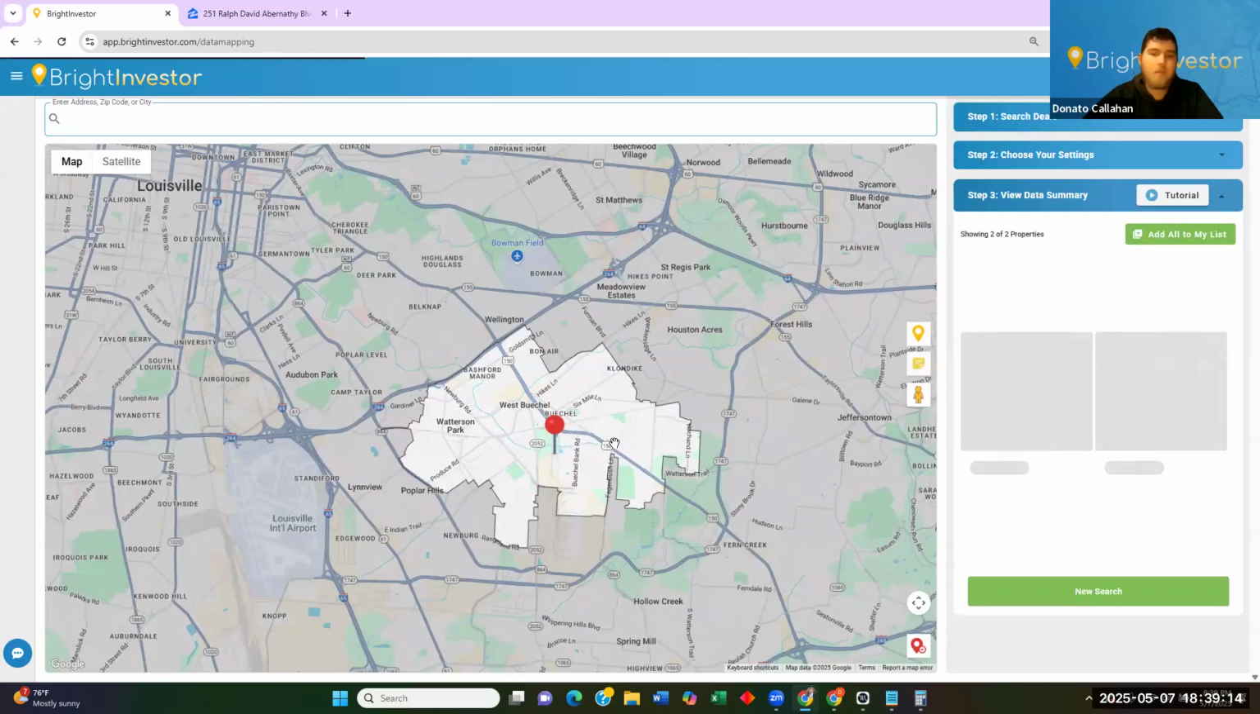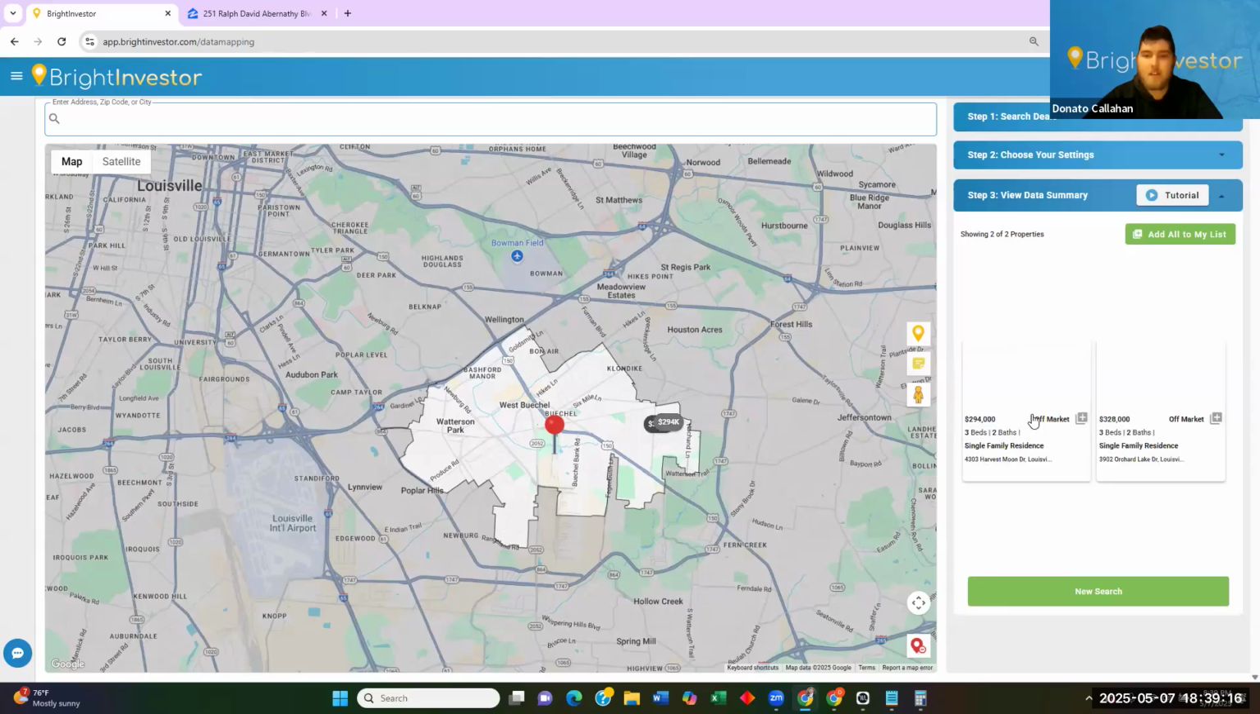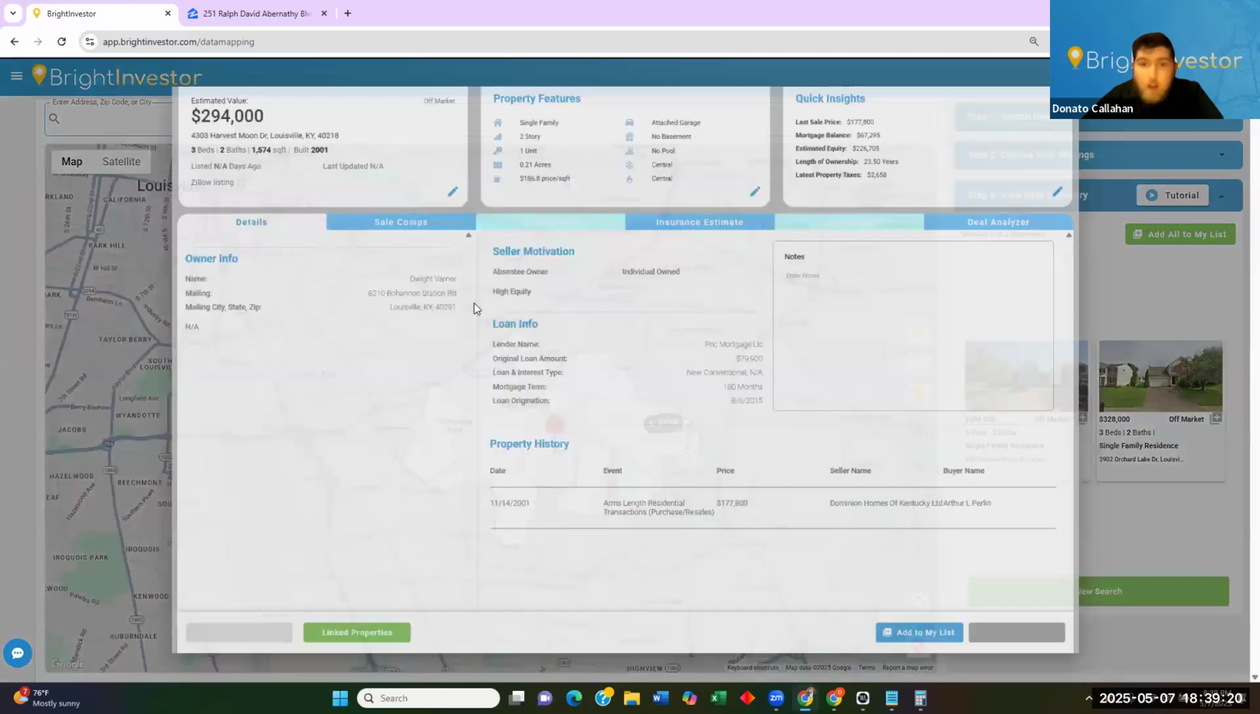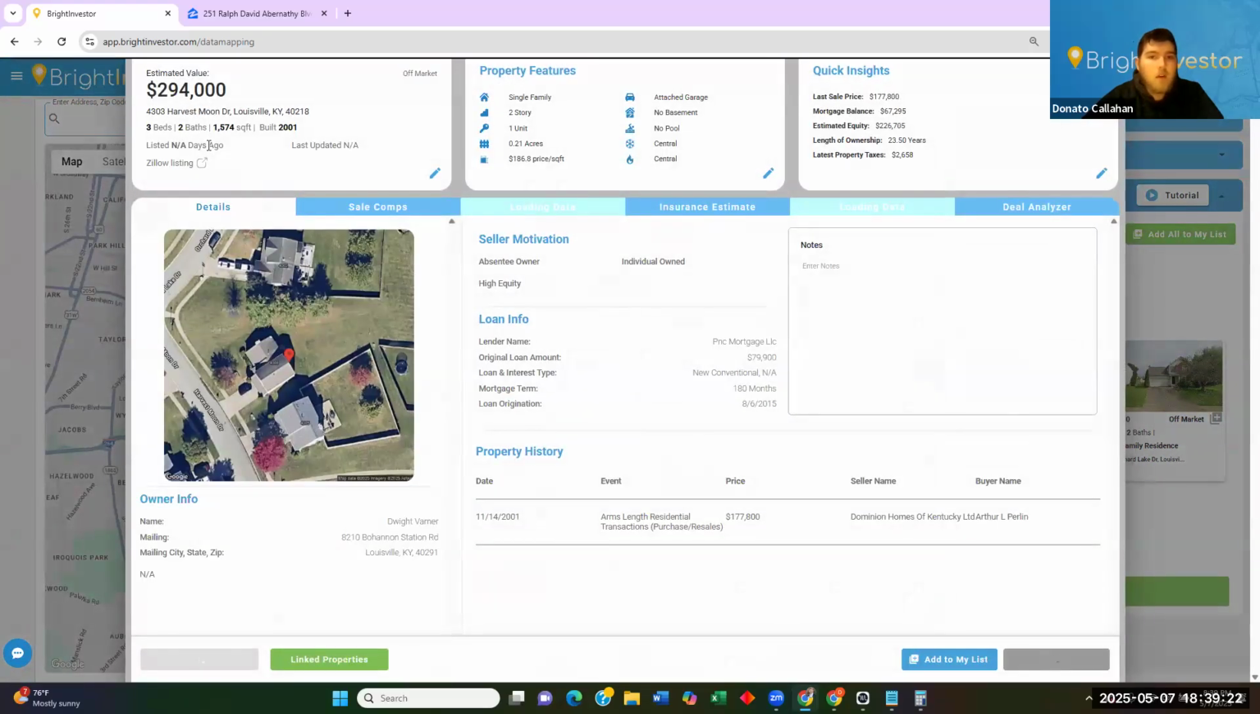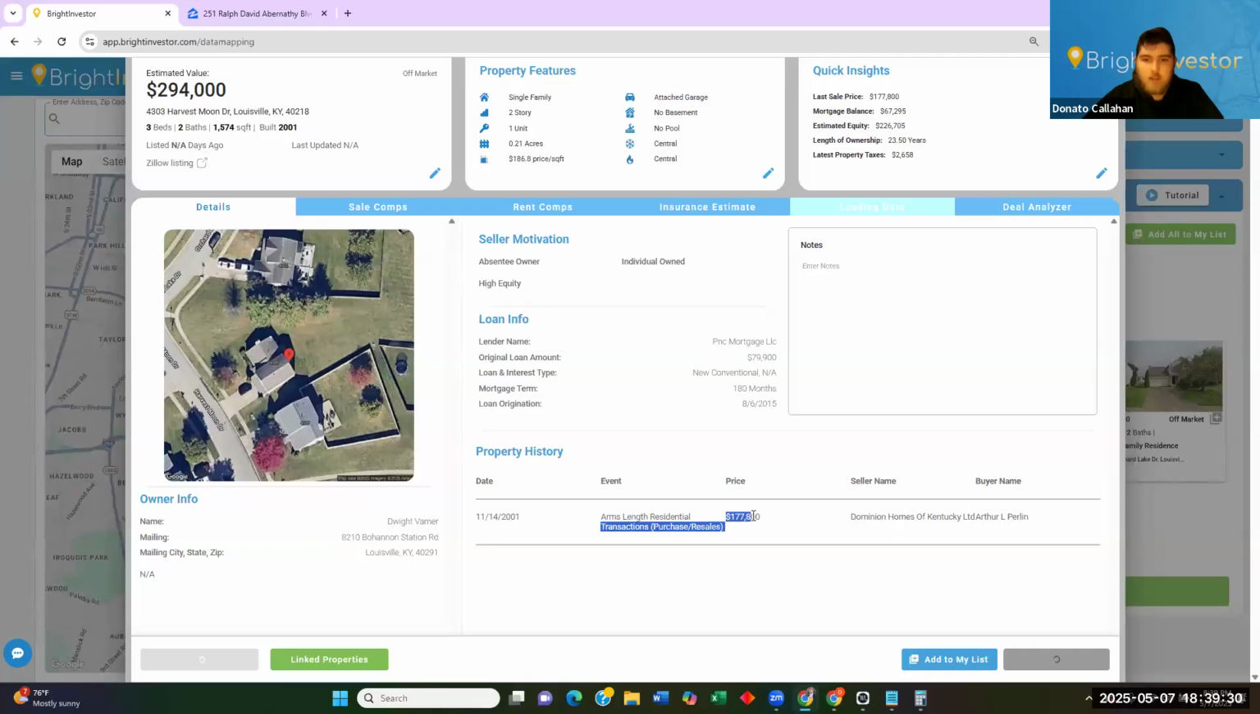There we go. We do have some investor-owned properties here that have been owned for over 20 years. And what is this? What's going on here? We got ourselves a nice little 2-story house owned by a guy who's local. He's in Louisville. Owned for 23 years. Bought it for 177,000. Oh, he bought it as a brand new build. He bought it from Dominion Homes for $177,000. Estimated to have 67K left on his mortgage.